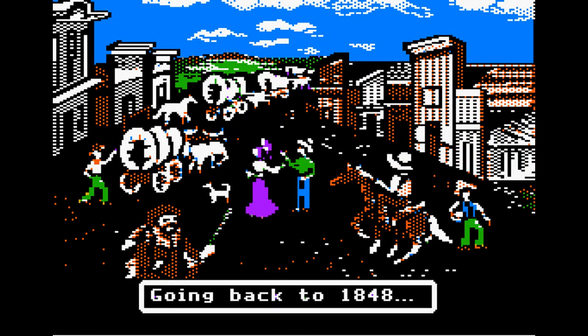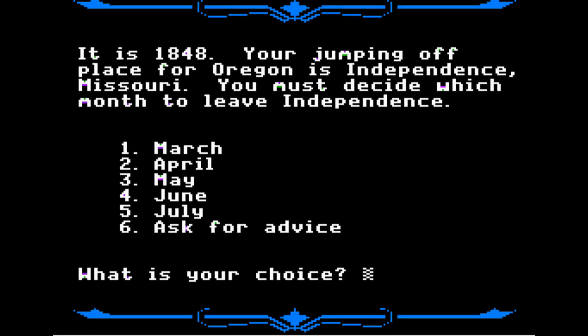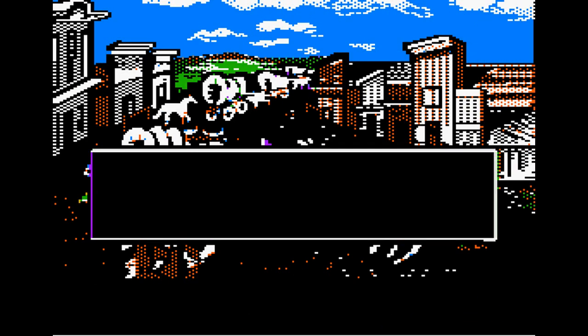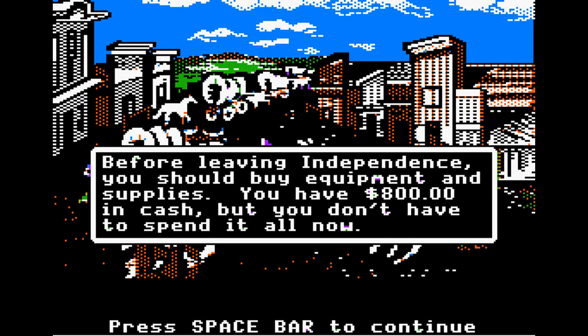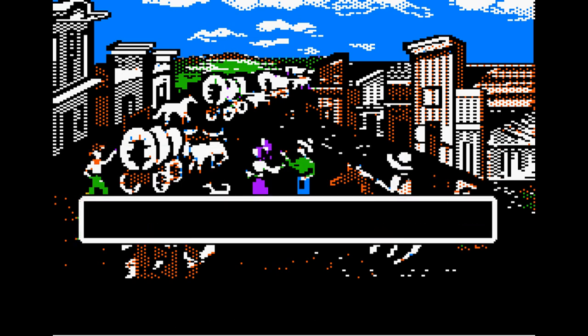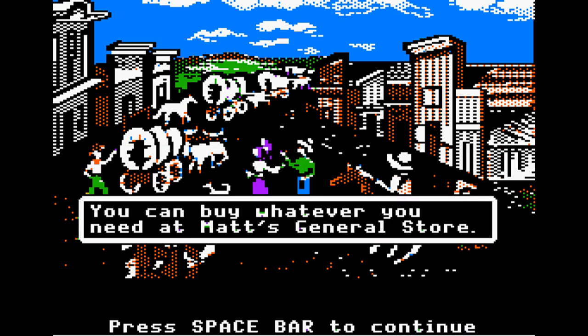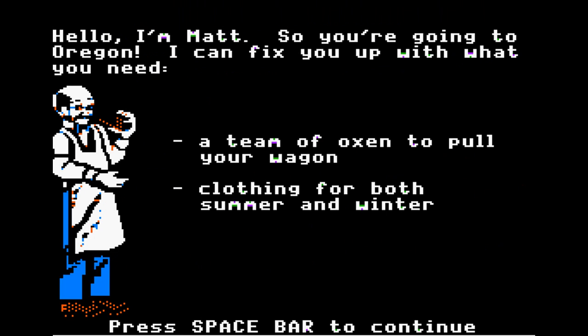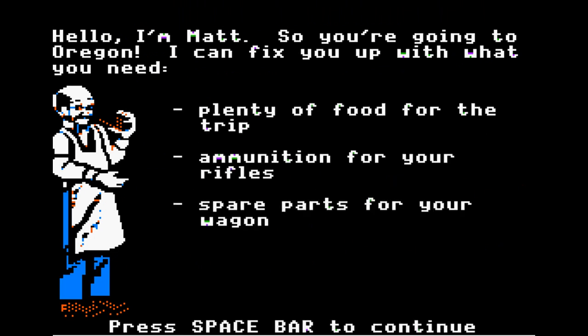The goal of the game is to lead a group of 5 settlers across the Oregon Trail. It's a very long trail, and there's many strategic decisions that you have to make right off the bat. For instance, when should you leave? If you leave too soon or too late, you'll run into weather conditions that can have a major impact on your success. You also need to figure out how many supplies you want to buy.